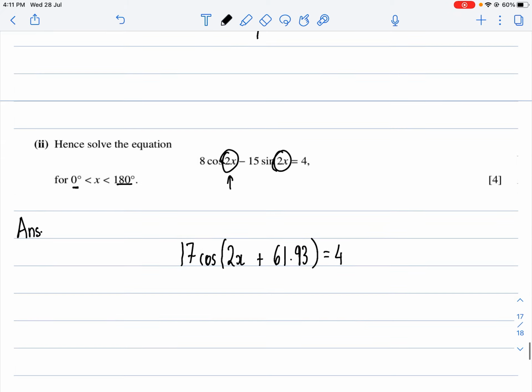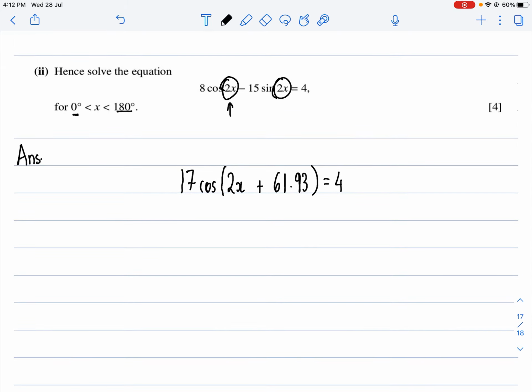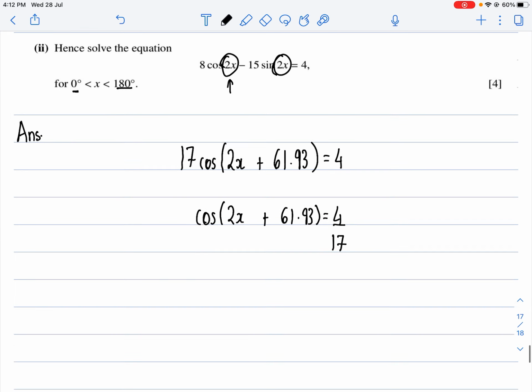So shift mode 3 for the degree mode. Correct? Now I can simply write this as cos of 2x plus 61.93 equal to 4 over 17. This is what I get. Now I need my cos to be positive. In my ASTC, cos is positive in the first quadrant and the last quadrant. So if this is theta, this will be 360 minus theta, 360 because of the degree mode.